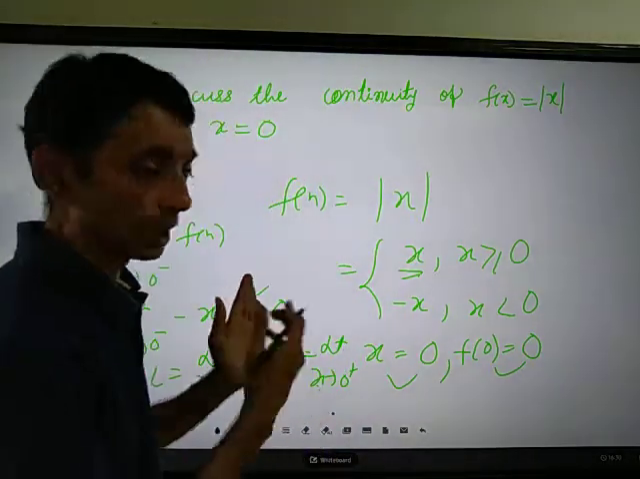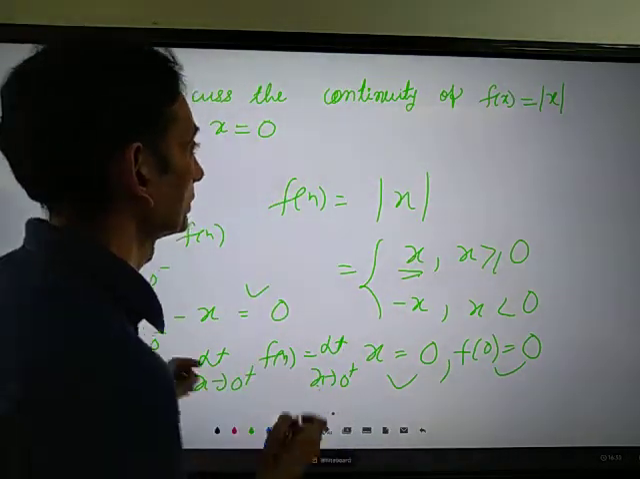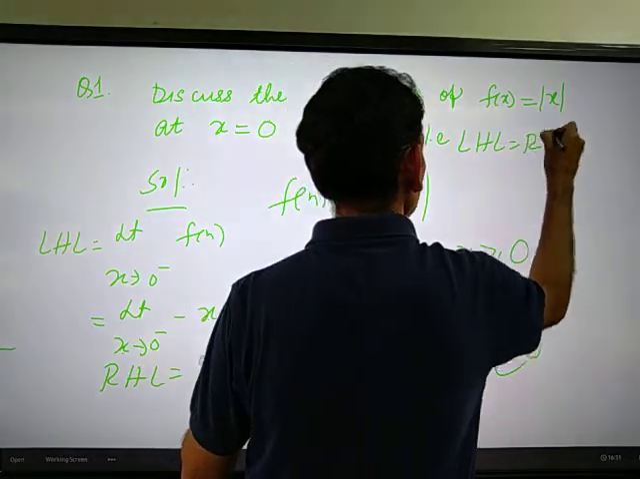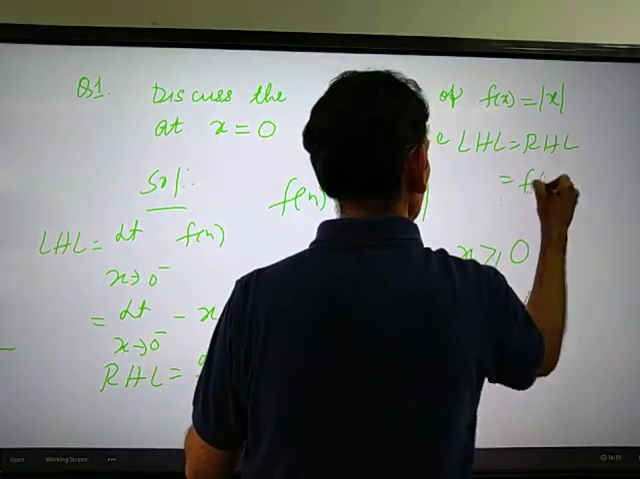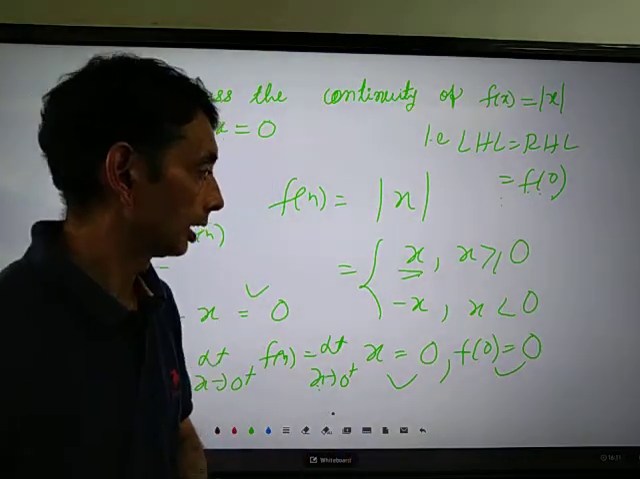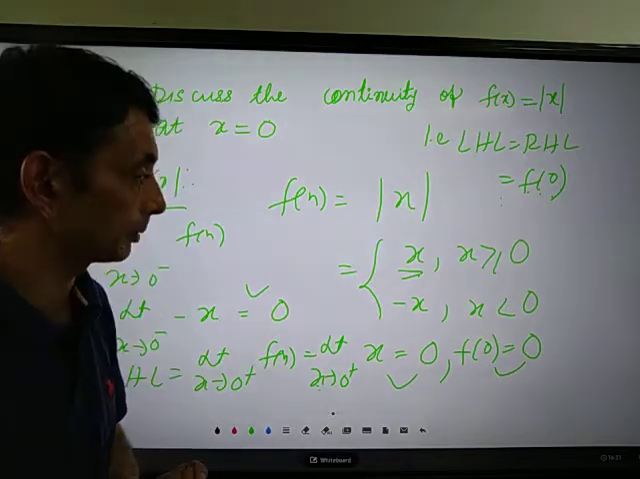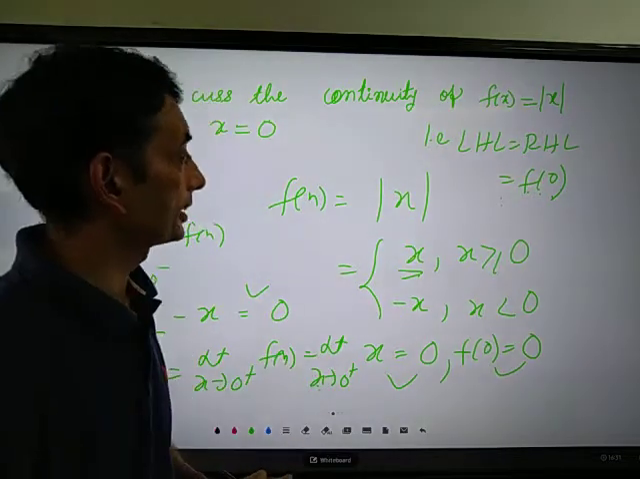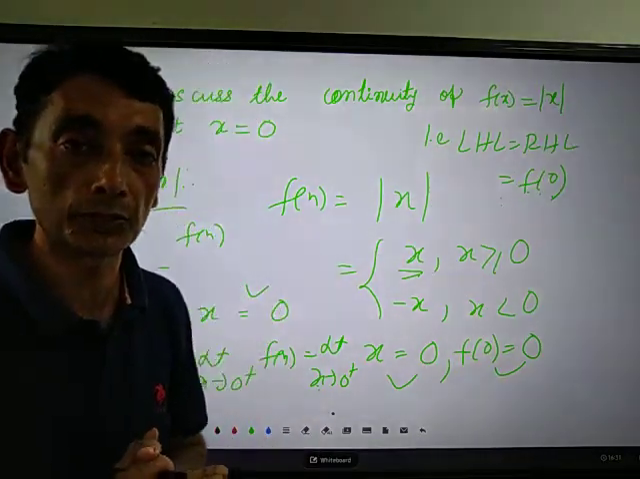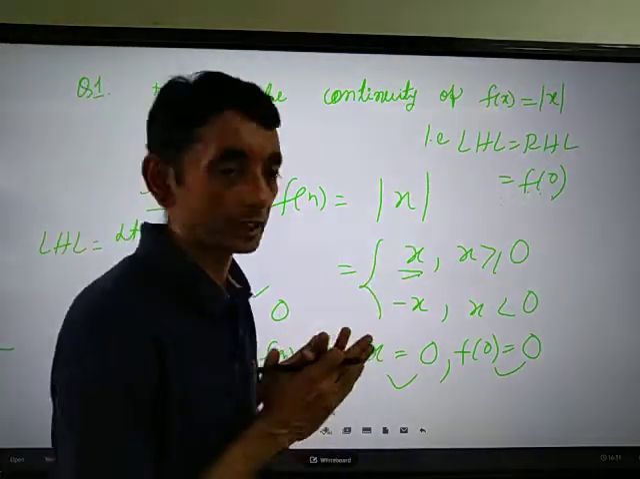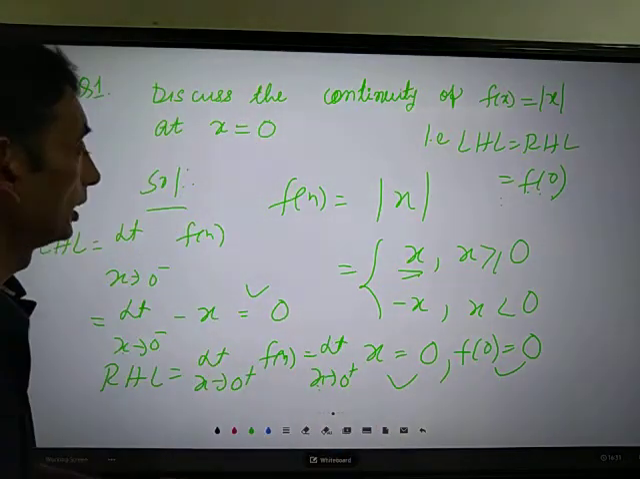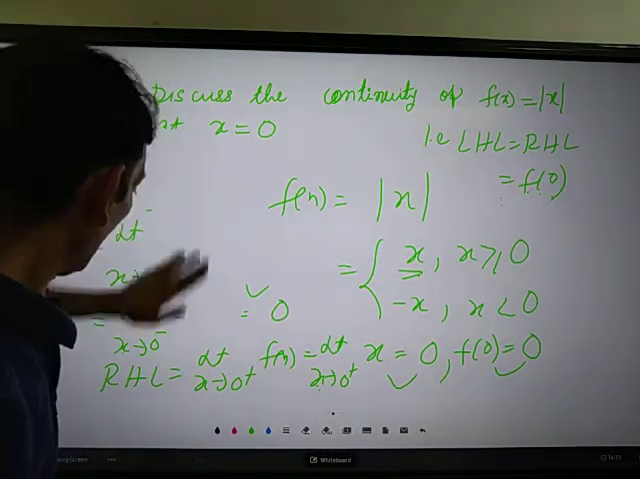So the left hand limit, the right hand limit, and the value of the function at 0 are the same. Therefore, based on the definition we have just learned, we can say this function f(x) equal to mod x is continuous at x equal to 0. Though we know that this function is, of course, continuous everywhere.